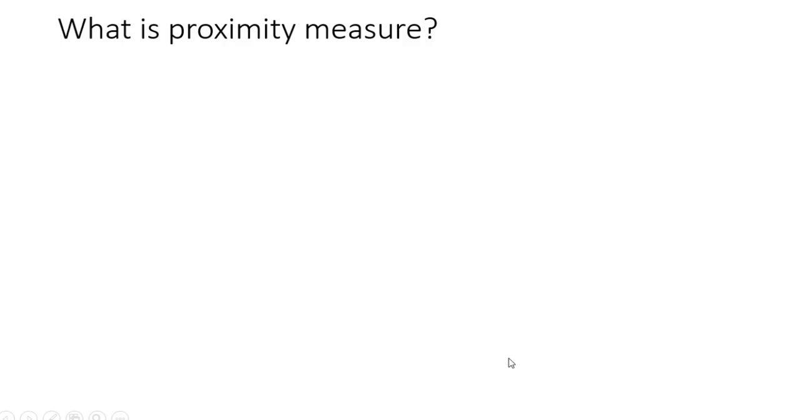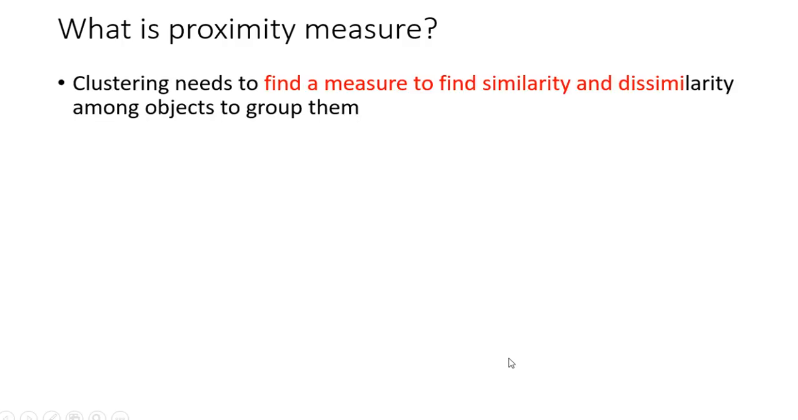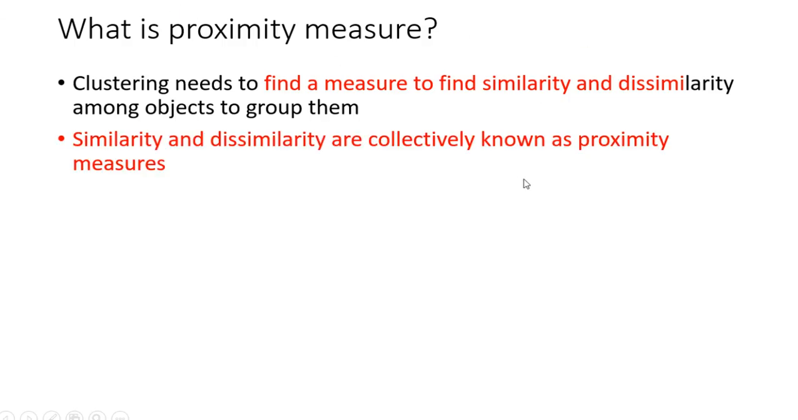So let's see what a proximity measure is. When we are applying clustering, the first thing that should come to mind is the proximity measure. Proximity measure is where we try to find a measure: how do you find similarity and dissimilarity between the objects? I am making clusters based upon similarity, and also there should be dissimilarity between different clusters. Now how do you do it? That measure is nothing but the proximity measure.